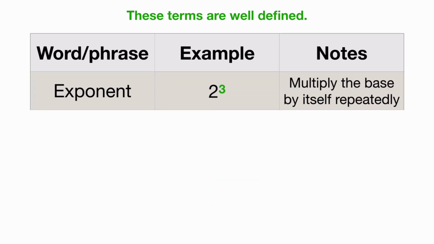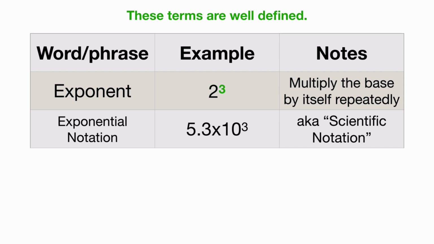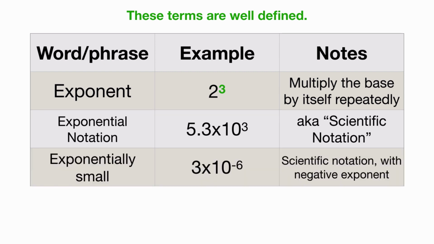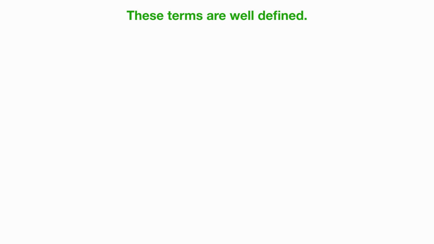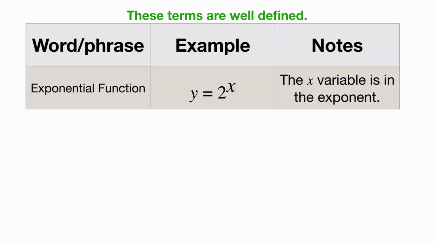Obviously, everyone knows what an exponent is. Exponential notation, we've got a whole section on that. Exponentially small, exponentially large, these all make perfect sense. And exponential functions, a lot of people don't realize this. It isn't just raising something to a power. For example, you may have a function that has x squared or x cubed or even x to the 10th. Those aren't exponential functions.